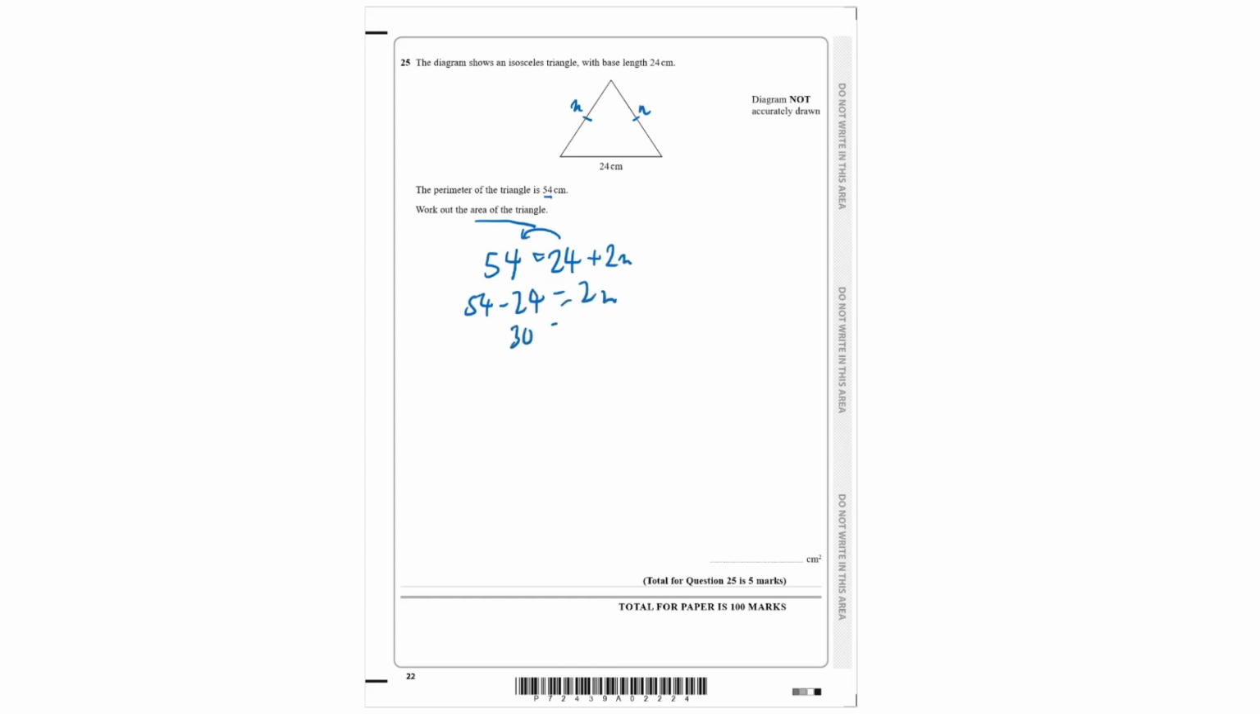That means 30 is equal to 2x. We can divide by 2 on both sides. And that means x is 15 centimeters. So that means that this side is 15 centimeters and this side is 15 centimeters.